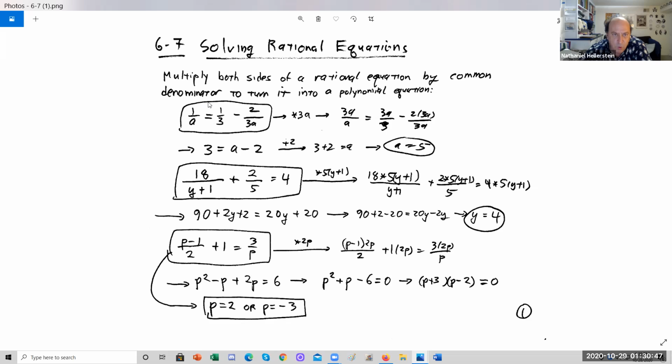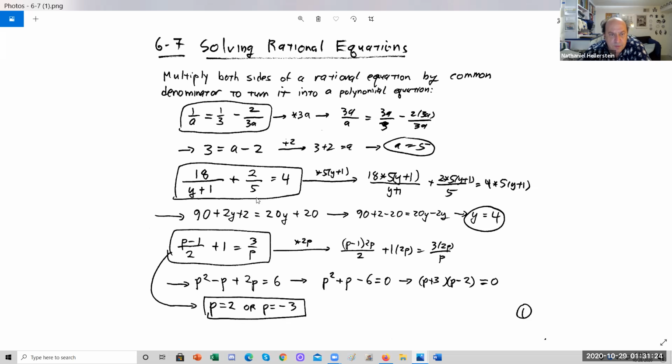For example, 1 over a equals 1/3 minus 2 over 3a. And these have denominators a, 3, and 3a. So the lowest common denominator is 3a, so we'll multiply throughout by 3a. We get 3a over a equals 3a over 3 minus 2 times 3a over 3a. The a's cancel here, the 3's cancel here, the 3a's cancel here. We're left with 3 equals a minus 2. Add 2 to both sides: 3 plus 2 equals a. So a equals 5 solves the equation.